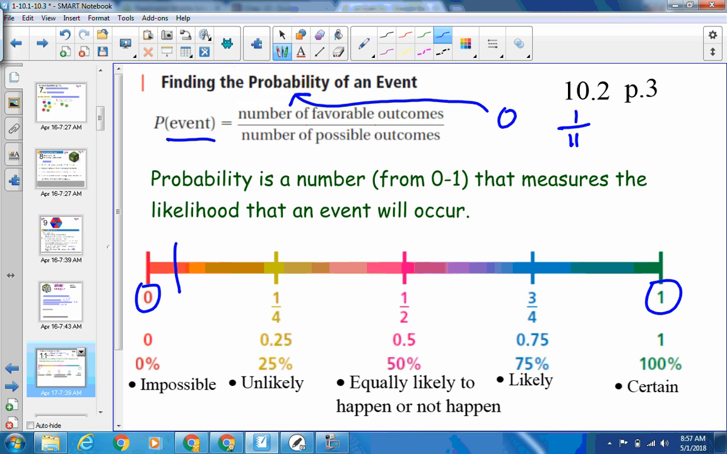You can write probability as just a decimal or a fraction or a percent. And you can see on the scale that right in the middle would be equally likely things, which is what we would like a game to be, is fair. So that would be a 50% probability.